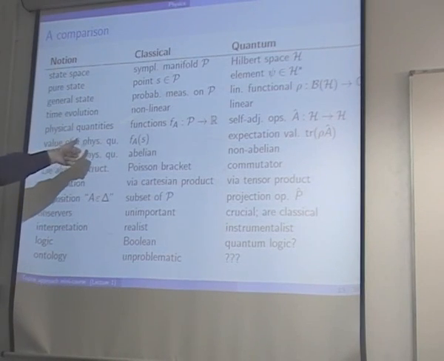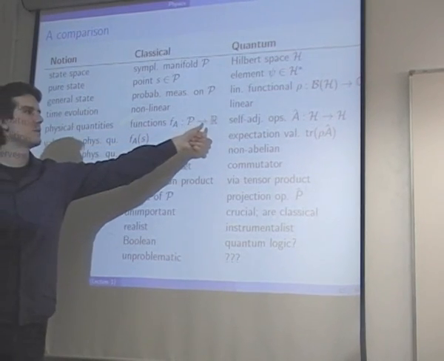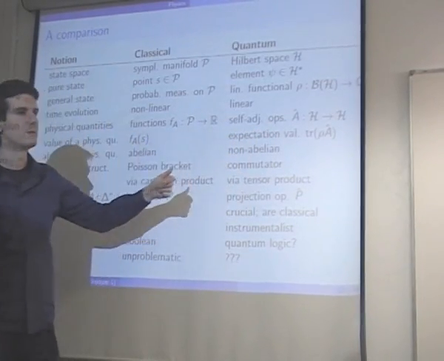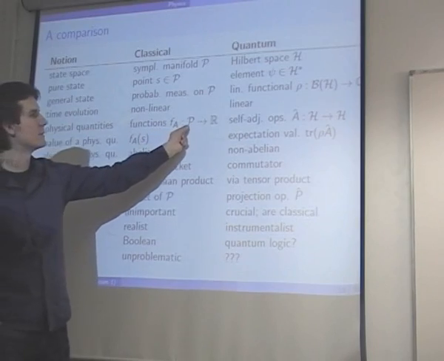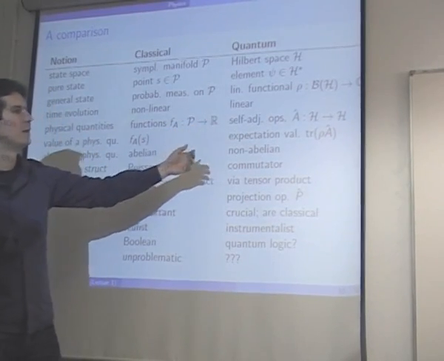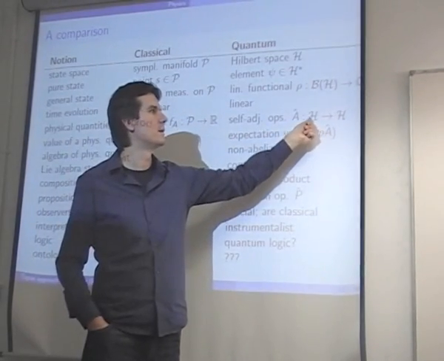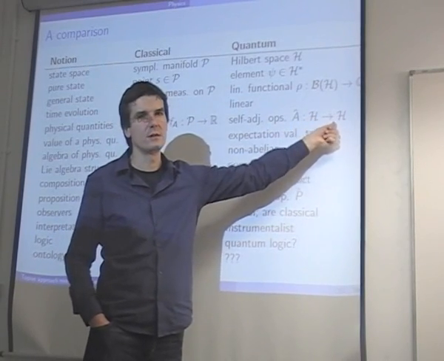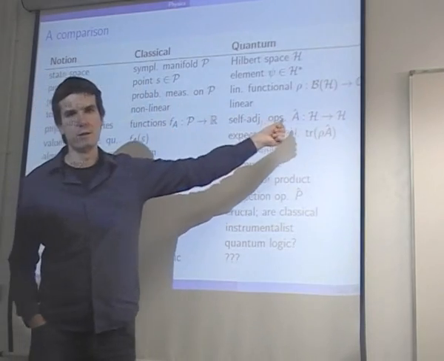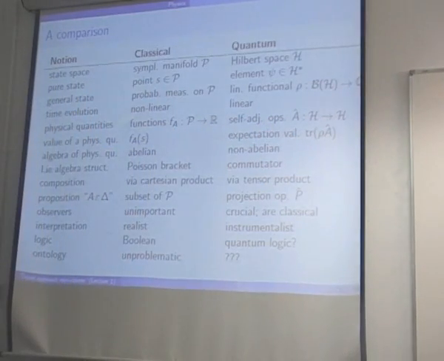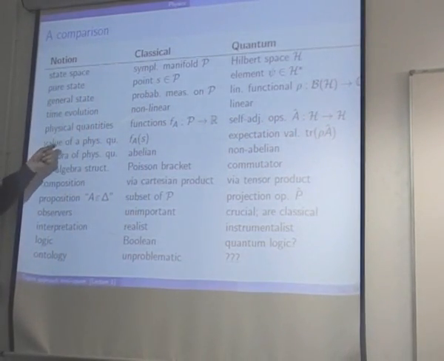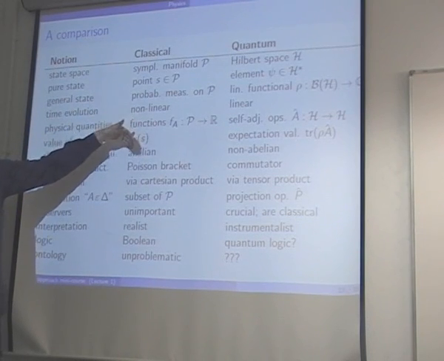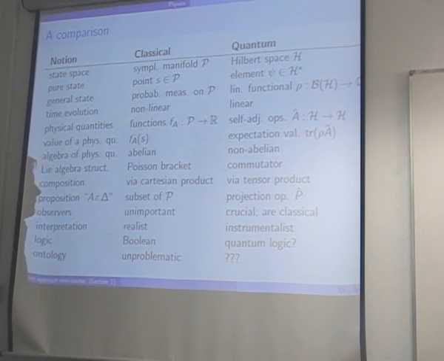Physical quantities are described classically as functions on the state space, and in quantum theory they're described as self-adjoint operators. And I want to point out that these functions go to real numbers, while the operators map Hilbert space, which we will introduce technically later on, to itself. So there's actually a big difference here. The value of a physical quantity is just given by this evaluation. You take the function and well, you evaluate it at the state and you get a real number, that's fine.